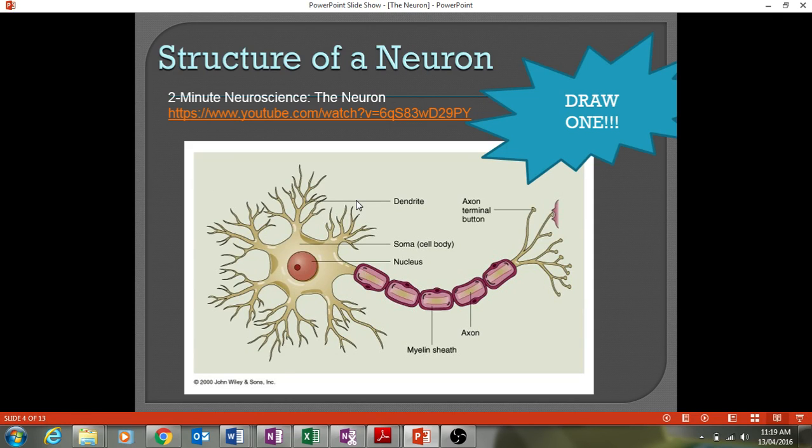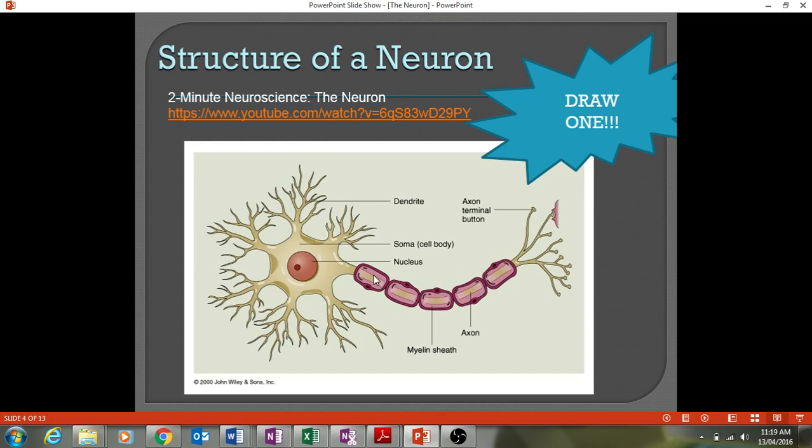So we definitely need to know about the structure of a neuron, and I would advise you to draw one here, with the different parts. So we need to know dendrites, which are these branch-like features here. The soma, or the cell body, is this part here and has the nucleus in it.